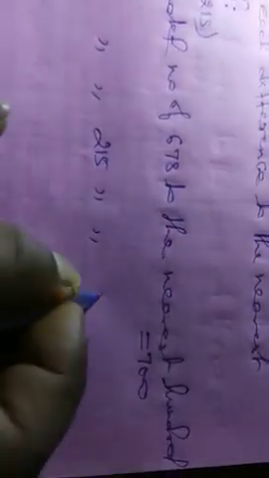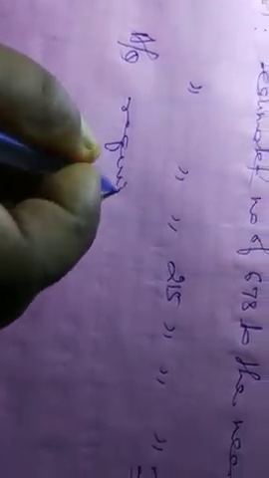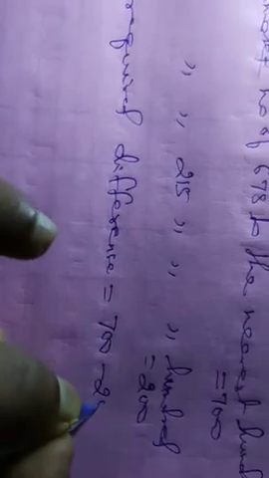Again, estimated number of 215 to the nearest 100. 1 is at the tens digit, so there is no conversion at 2, so 215 is converted into 200. According to the question, the required difference is equal to 700 minus 200. The answer is 500. Once again, 500 is our answer.